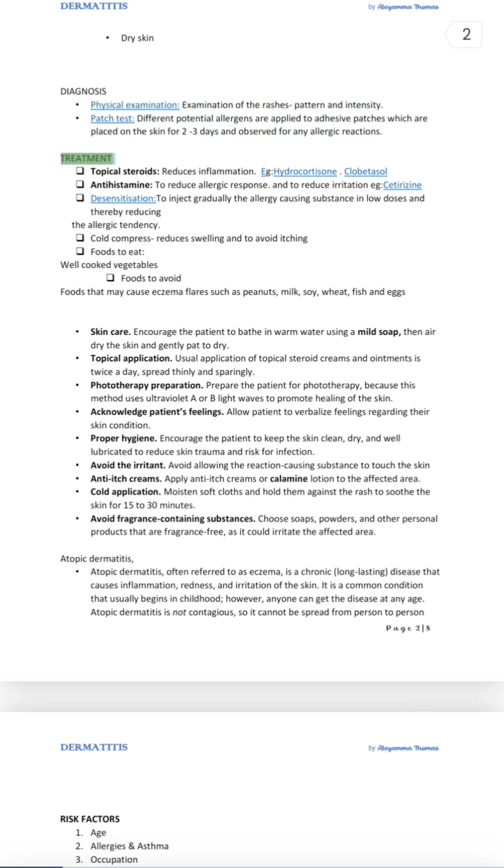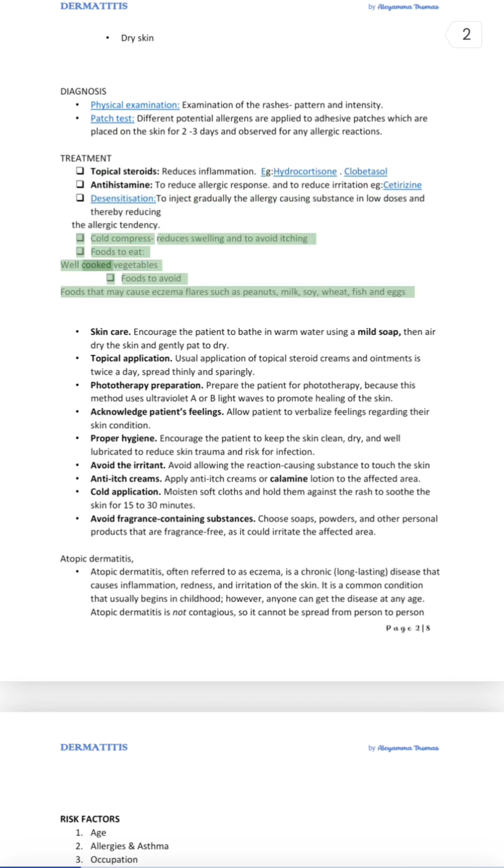Treatment. Topical steroids reduce inflammation, for example, hydrocortisone, clobetasol. Antihistamine to reduce allergic response and to reduce irritation, for example, cetirizine. Desensitization: to inject gradually the allergy-causing substance in low doses and thereby reduce the allergic tendency. Cold compress reduces swelling and helps avoid itching.